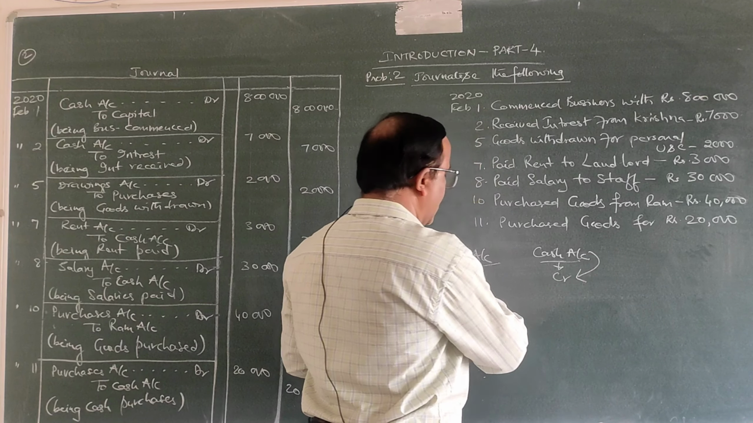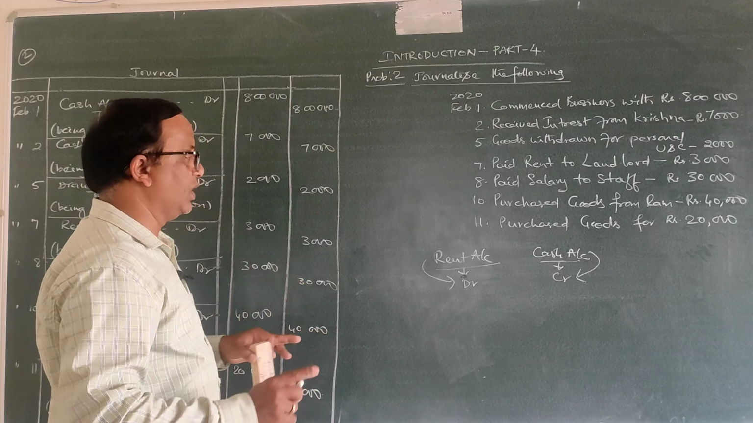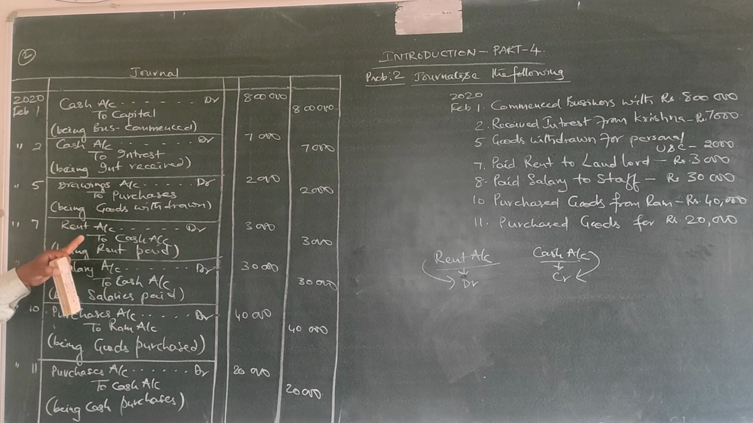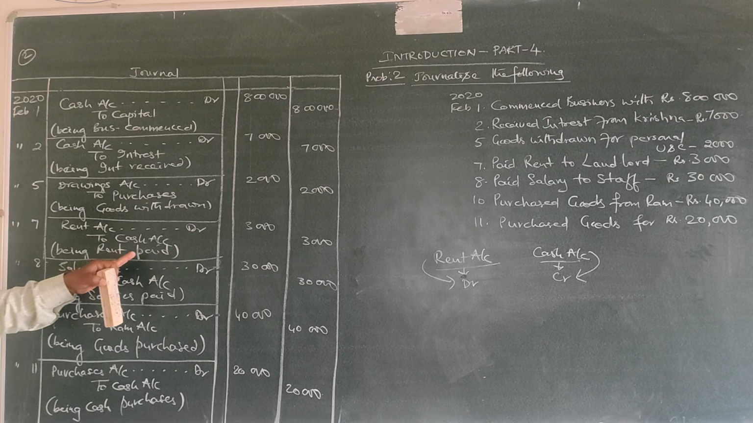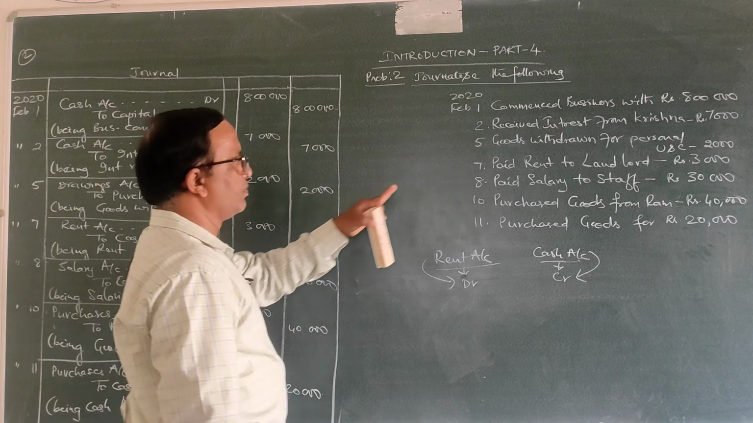So your entry will be rent account debit to cash account. There is the entry. See, rent account debit to cash account. Being rent paid, amount is 3000.